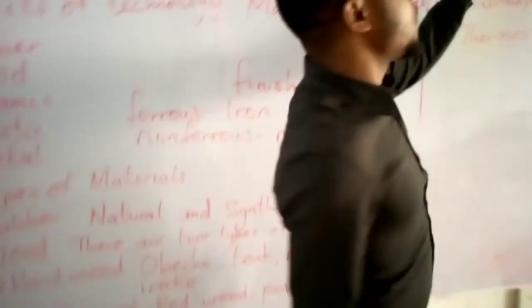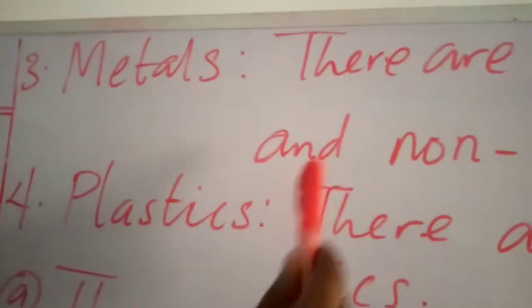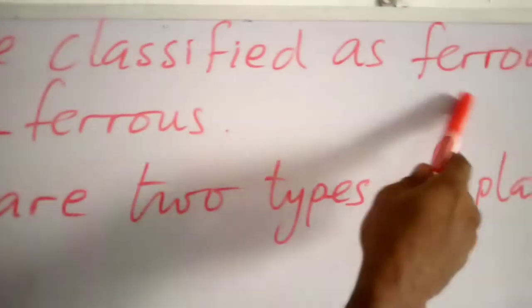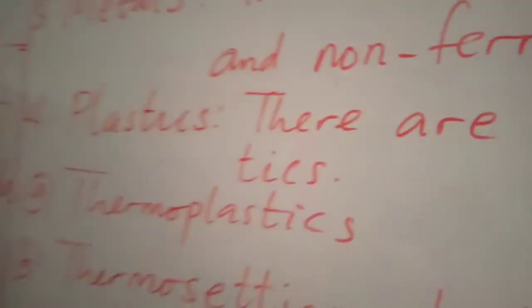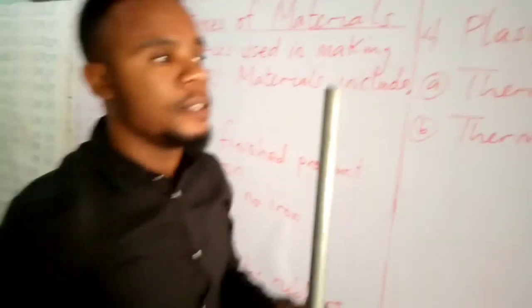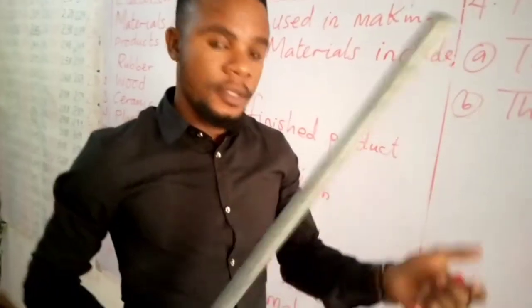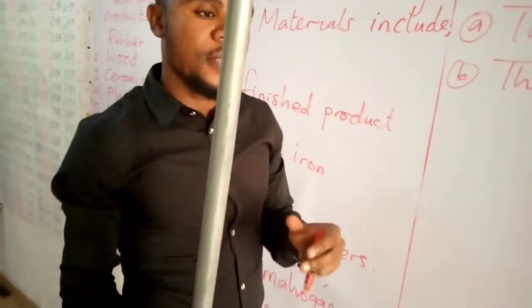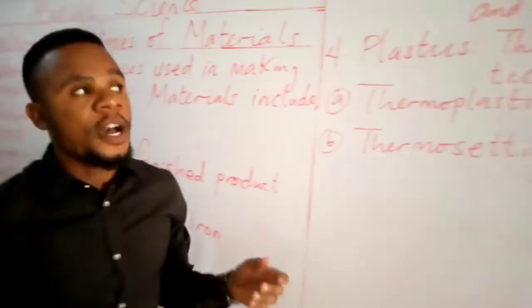Now we go to number 3, which is metals. Metals can be classified also into 2. They are classified as ferrous and non-ferrous. Now what are ferrous metals? Ferrous metals are metals that contain what? Iron, that have iron in them. Or they are stainless steel. This is what? An iron. It's a metal. Now non-ferrous metals are metals that don't have what? Iron in them.